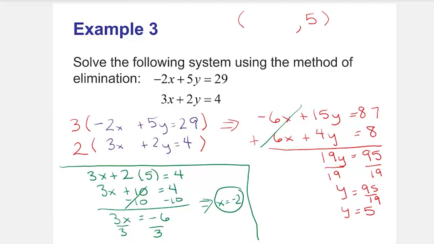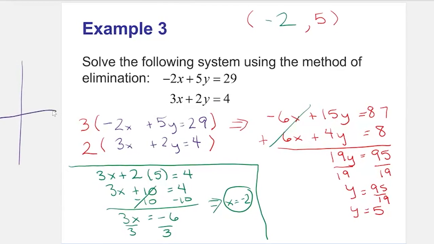So now I have my ordered pair. My ordered pair is (-2, 5). If you plug that into both equations, it will work, which means that if I were to graph it, it wouldn't look like that, because it has to intersect at (-2, 5). So let's see.